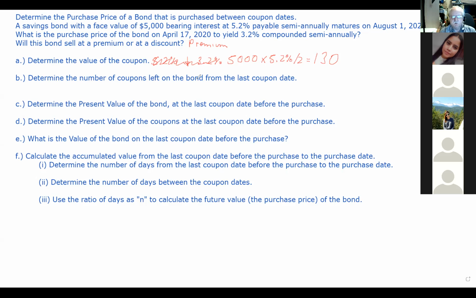Determine the number of coupons left on the bond. Okay, so now we are going to go back to our Excel file. So I'll stop sharing this and I'll share the Excel file.